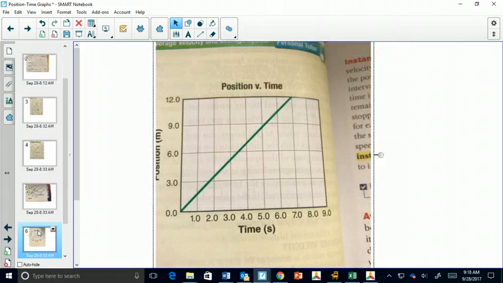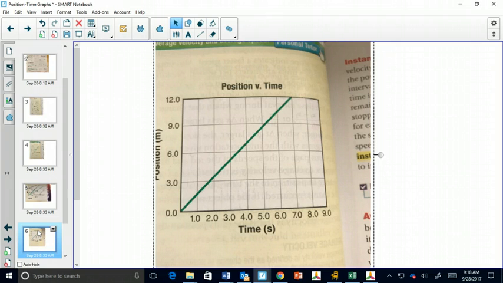Do I have one more? I thought I did. All right, one more. This is on the bottom. Oh, where is this? This is on page 48, example problem number 3. This is where we're actually looking about how we calculate velocity.